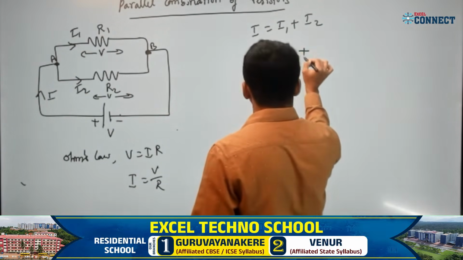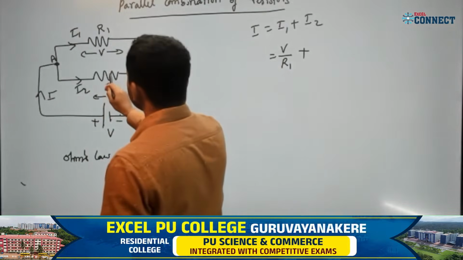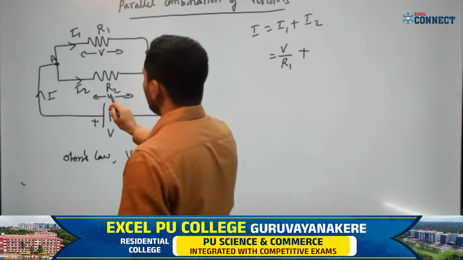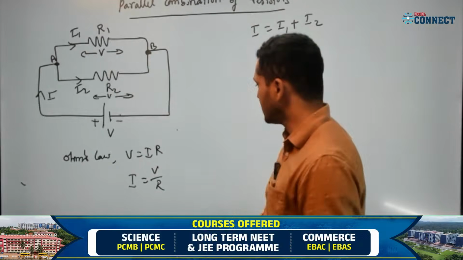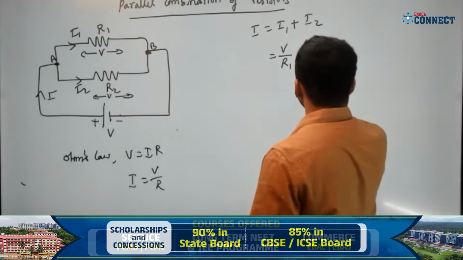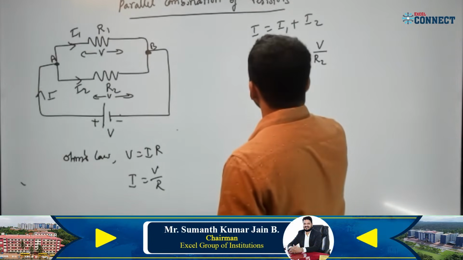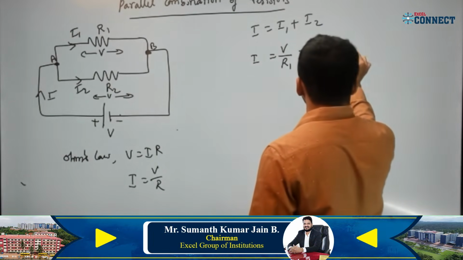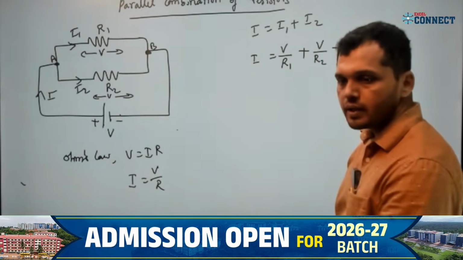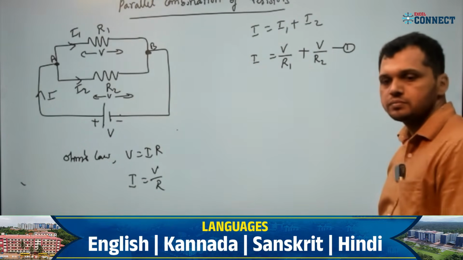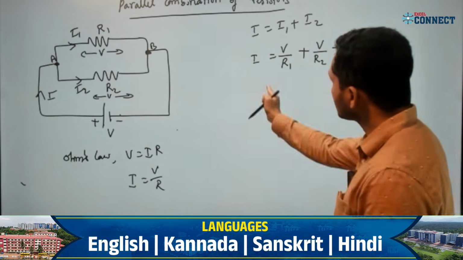Next I2. How can I write I2? Resistance in this branch is R2. Potential difference is V, so I2 is V divided by R2. This is the total current I. I will take this as equation 1. Correct?